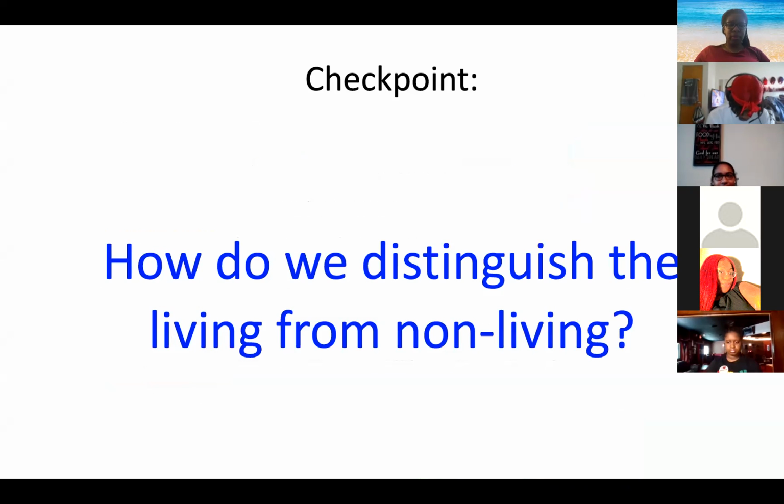So take out a piece of paper. In your notes, let's have a checkpoint. If I were to ask you, this is a real question that I would ask on an exam, and you would answer this in your own open-ended questions. I like open-ended questions, okay? How do we distinguish the living from non-living? How would you respond to that? If this was an exam question for you, what would you say? Take a few moments and respond to that in your notebook.